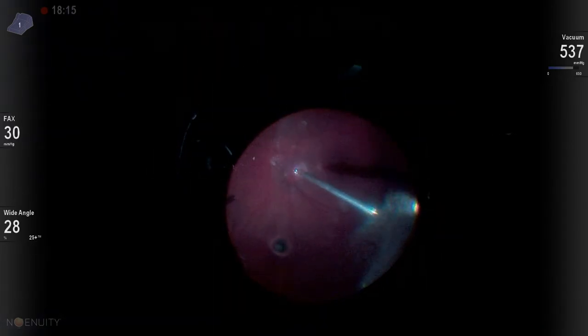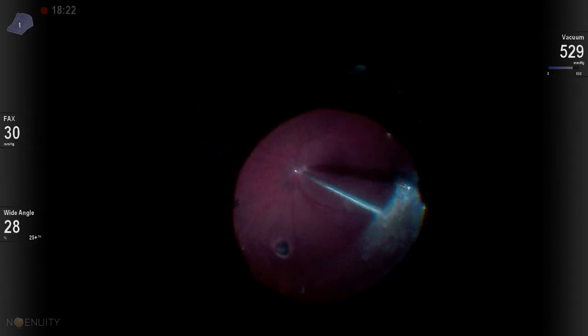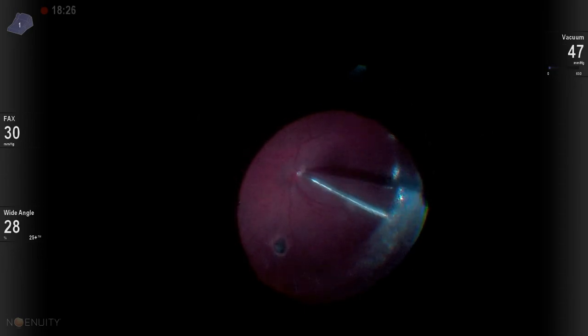And I'll typically leave these patients under air because it does encourage the wound closure with our sclerotomies. We do tend to suture all of our sclerotomies in anyone that we're removing silicone oil in.